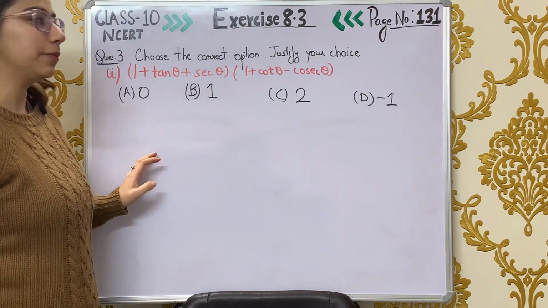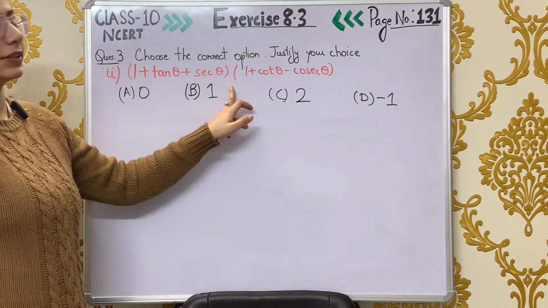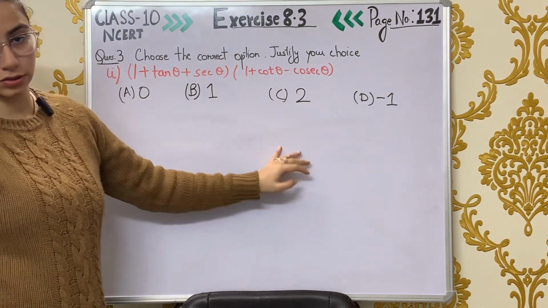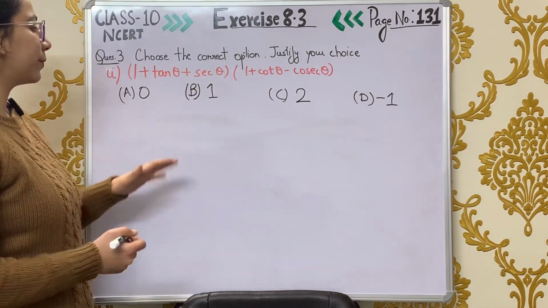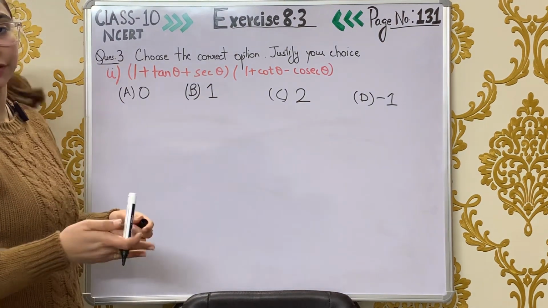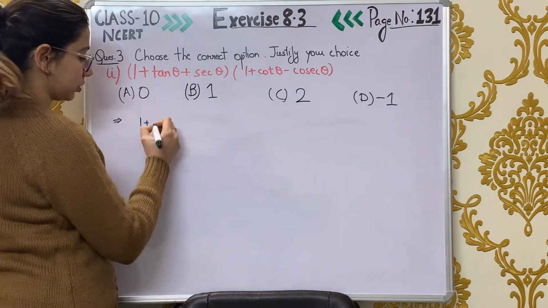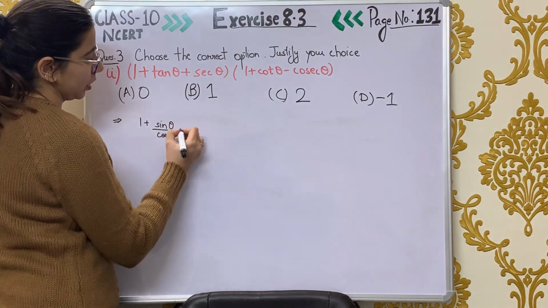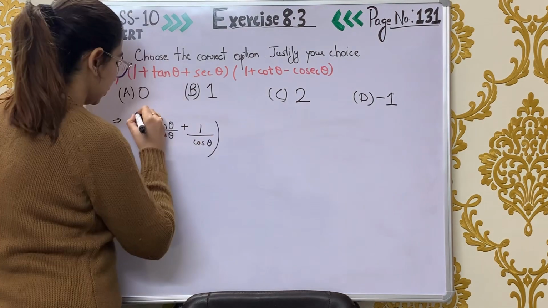Now coming to the second part, we are given 1 plus tan theta plus secant theta into 1 plus cot theta minus cosecant theta, and we are given 4 answers. I don't think we can put any identity to do this. So what we can do is convert into sin theta and cos theta terms, so it becomes simpler for us to solve. Now we know tan theta is sin theta by cos theta. So 1 plus sin theta upon cos theta. Similarly, secant theta is nothing but 1 by cos theta.